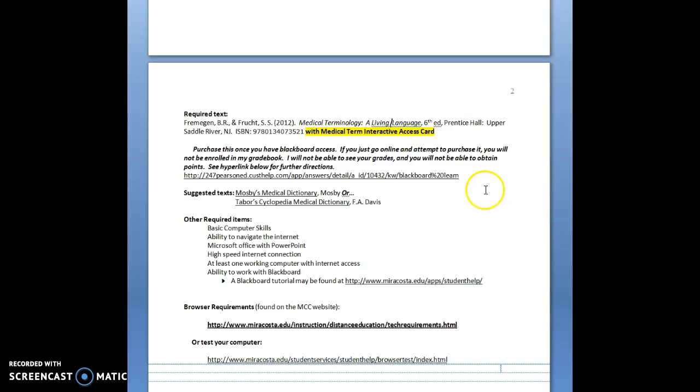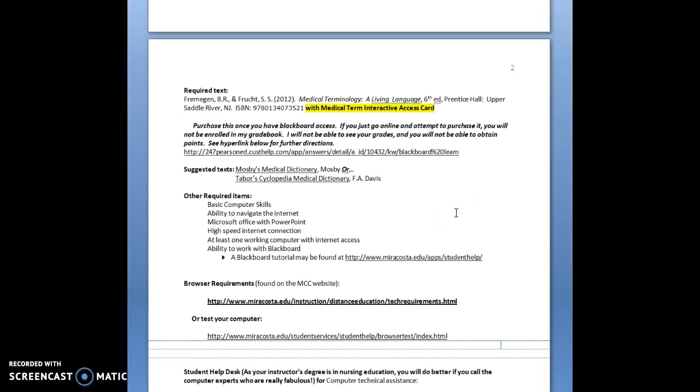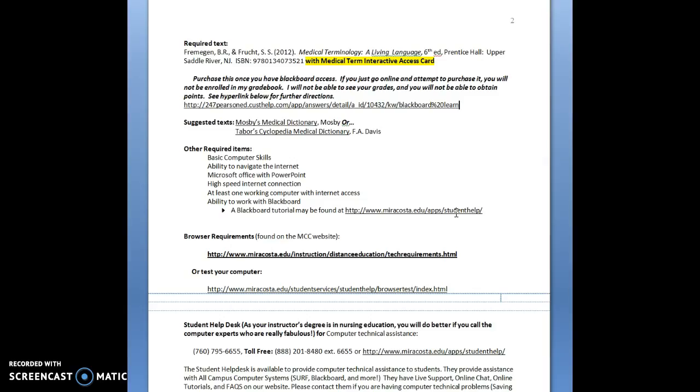So you can go online and get help. So it's important to do this because you will get your grades that will be funneled through the gradebook. So you have to go in through Blackboard. You can also get a medical dictionary. There are some that are available online. Mosby's or Taber's are great medical dictionaries.